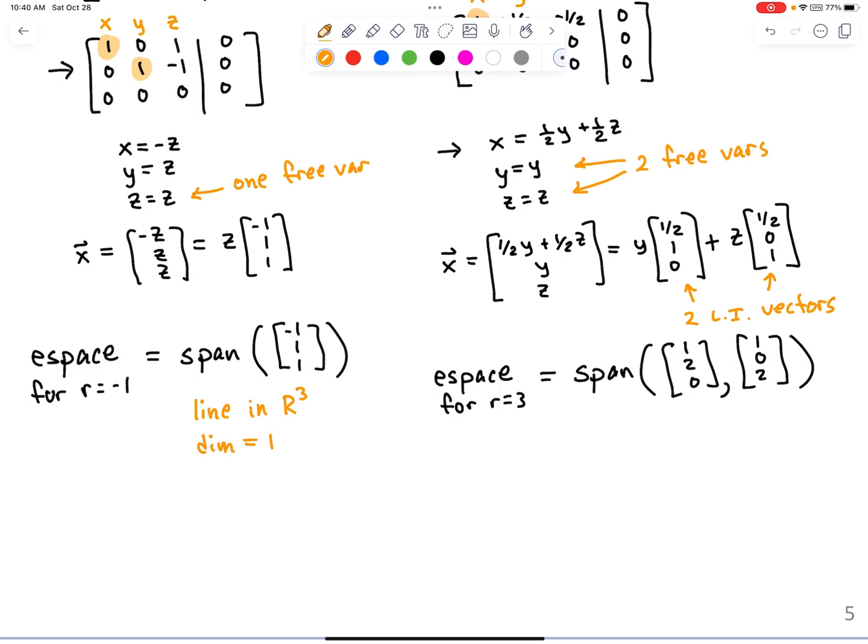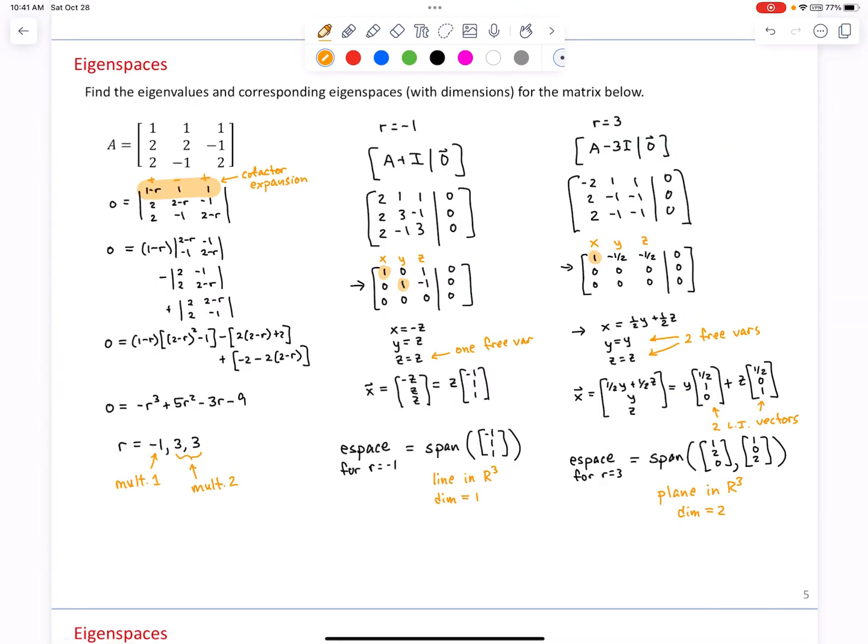And this would be our eigenspace. This is a plane in R3. The span of two R3 vectors that are independent will form a plane. And the dimension of this eigenspace is 2, because we needed two basis vectors, which of course equals the number of free variables that we had.